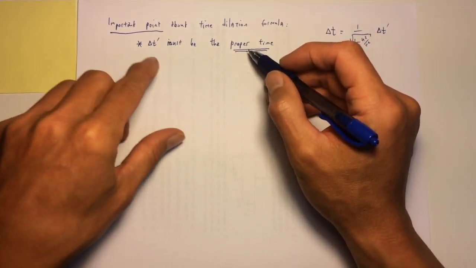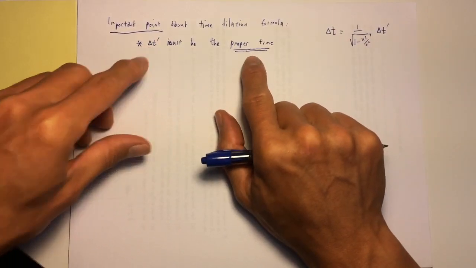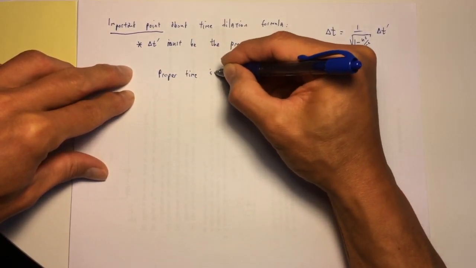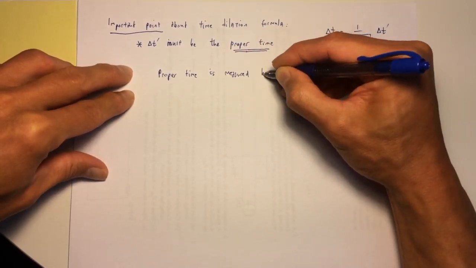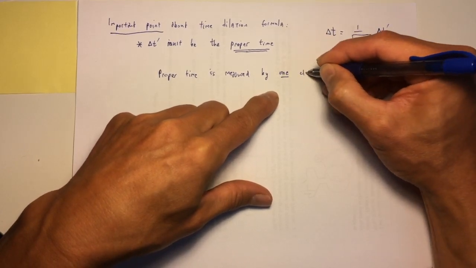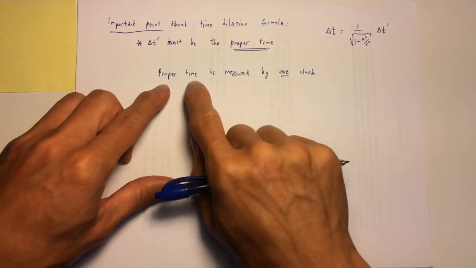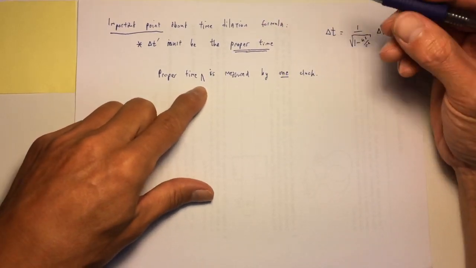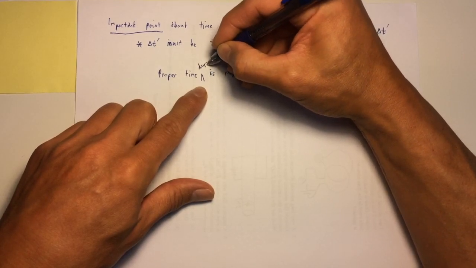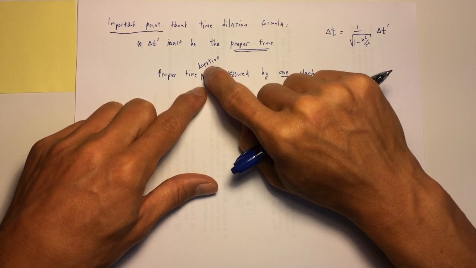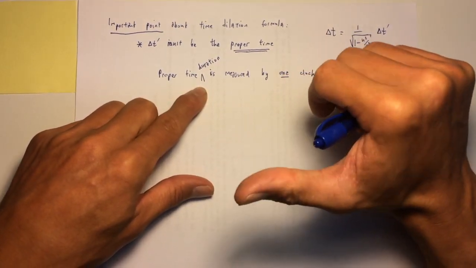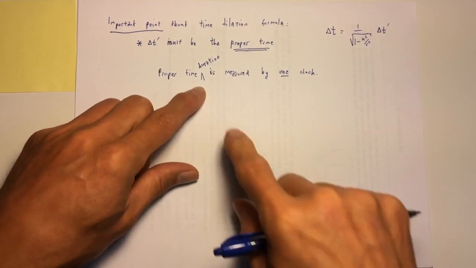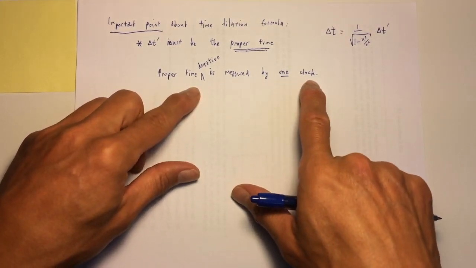So how do you determine if a time duration is a proper time? Proper time is measured by one clock. It's important to notice that we're not talking about a particular moment in time, but a time duration. You push the start button on your stopwatch, and then you push the stop button on the same stopwatch, on one clock. So the proper time duration is measured by a single clock.